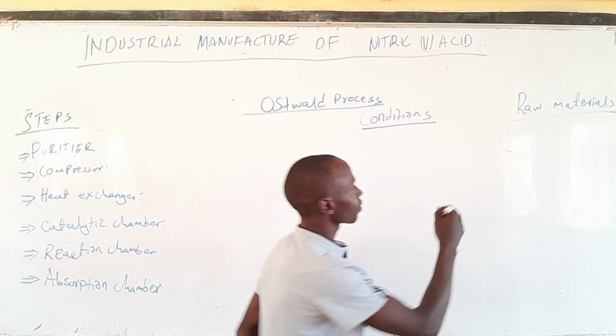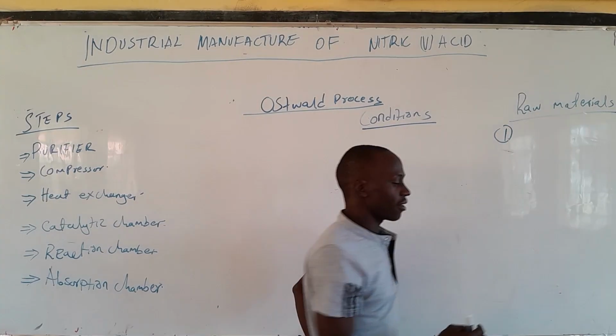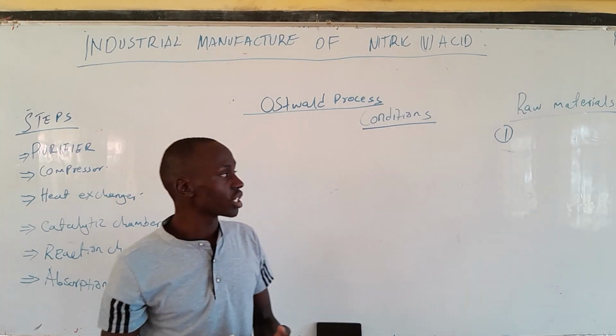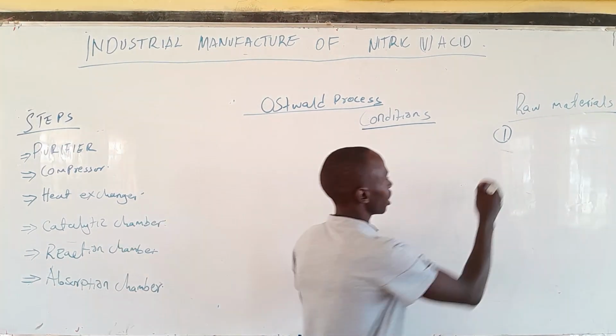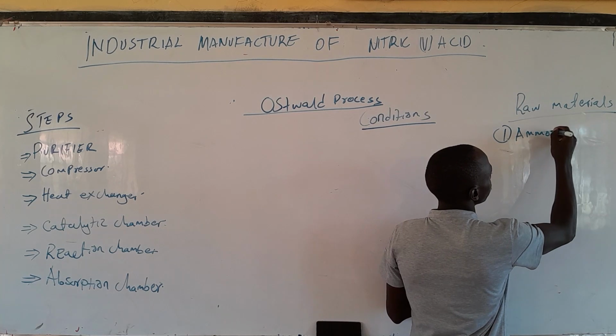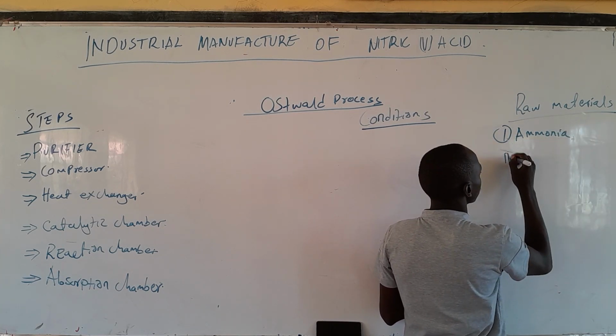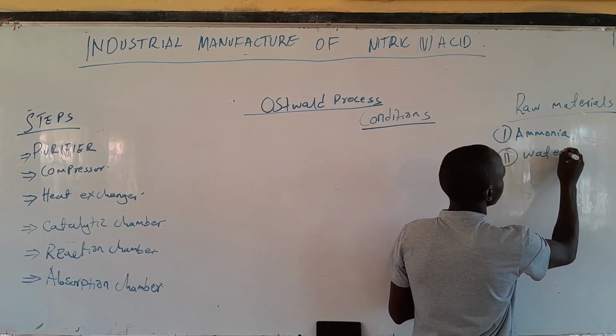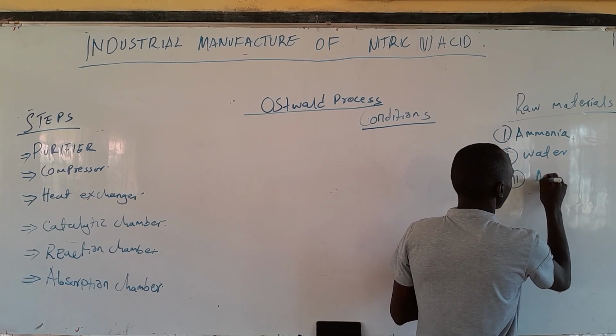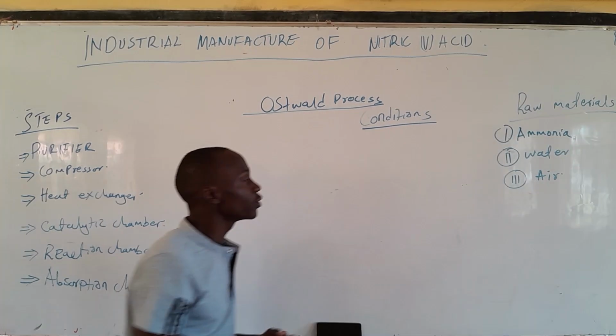So the raw materials for the Ostwald process, we have three. We have ammonia, water, and finally air. And now we move to the conditions.